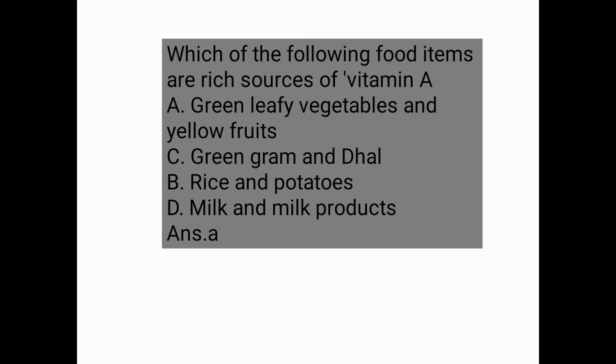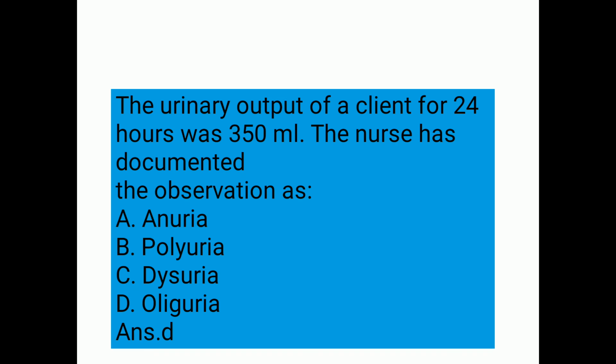Next question. Which of the following food items are rich sources of vitamin A? Options are green leafy vegetables and yellow fruits, green gram and dal, rice and potatoes, milk and milk products. Answer is option A, green leafy vegetables and yellow fruits.